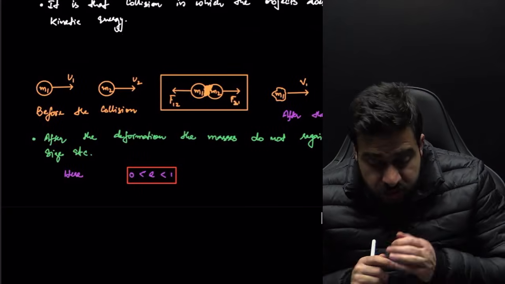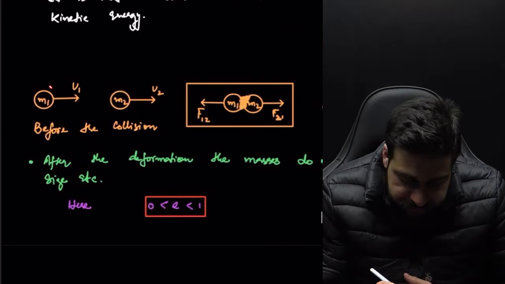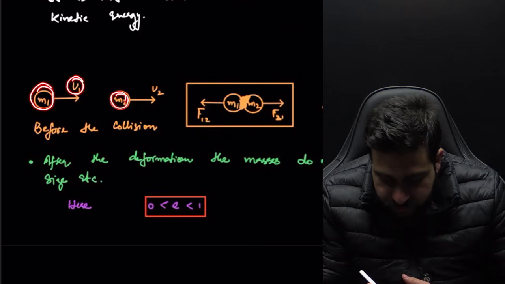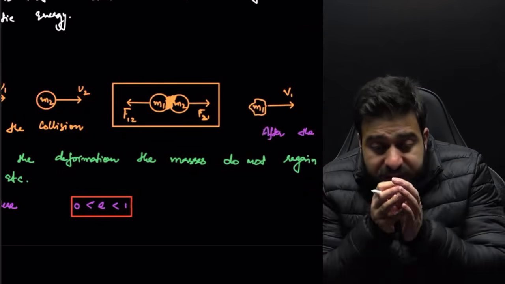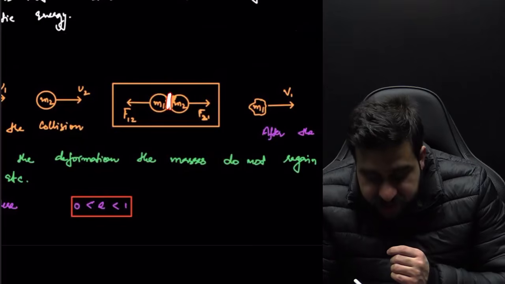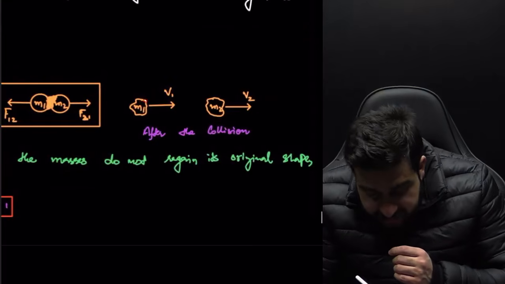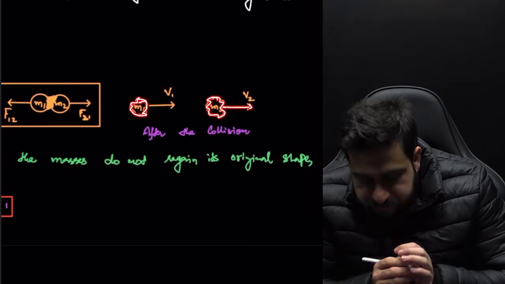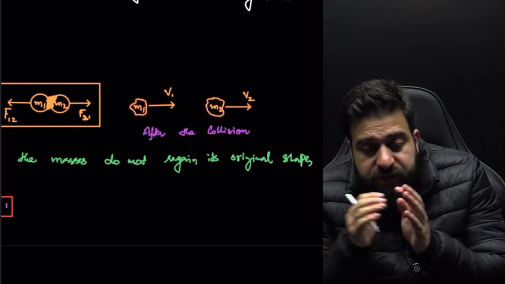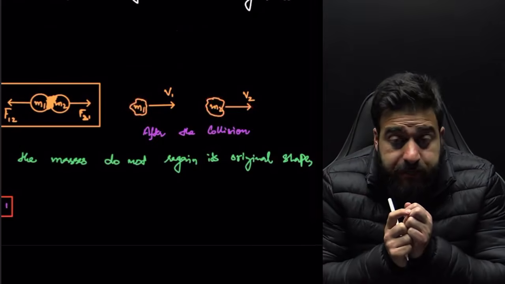Like you can clearly see this mass m1 u1, m2 u2. When they are colliding with each other, some deformation takes place. After the deformation, both the objects are deformed. They have not regained their shape and size.